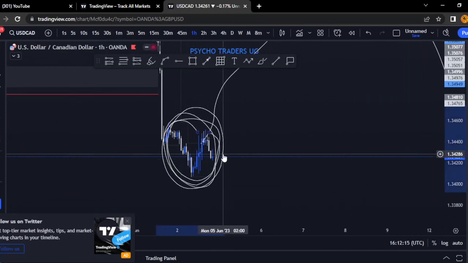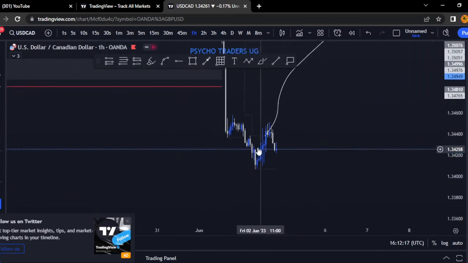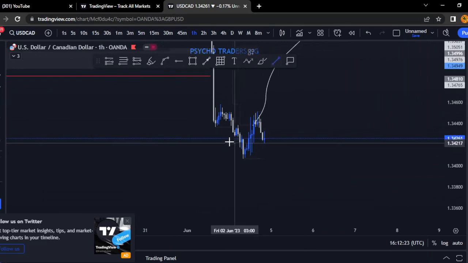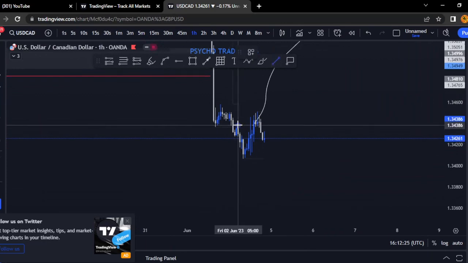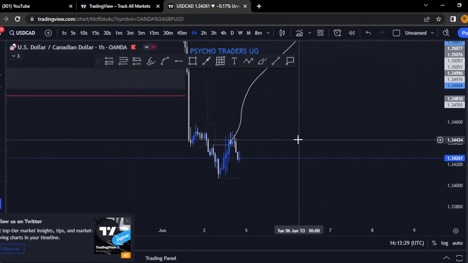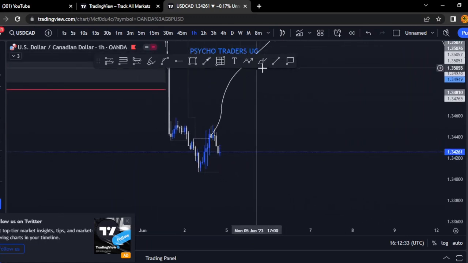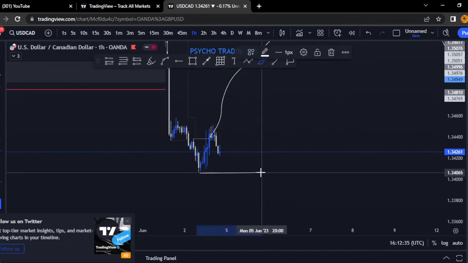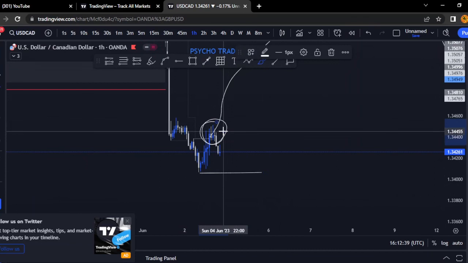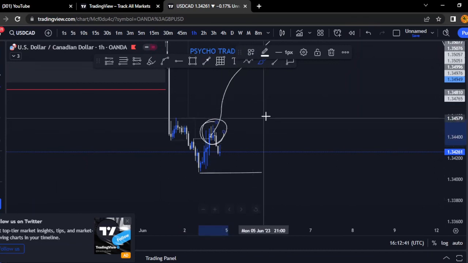Let me first remove this stuff real quick. So we had this beautiful structure form, broke down, broke up. So this right here, we are broken up to the upside, though we are looking for the short side because it's the opposite of the other pairs. So we shall be looking to continue lower. We can look at this as a redistribution, continuing short.